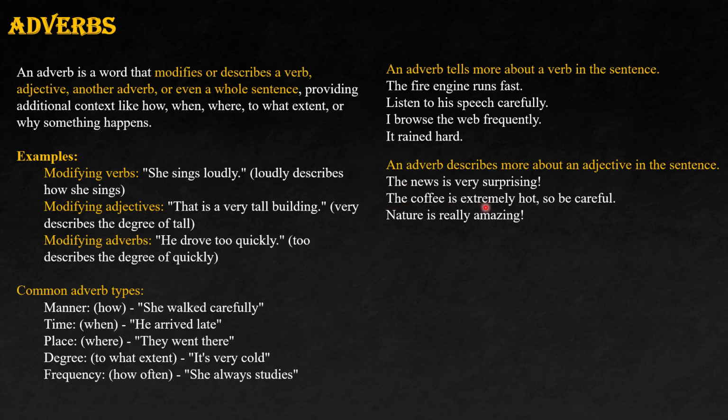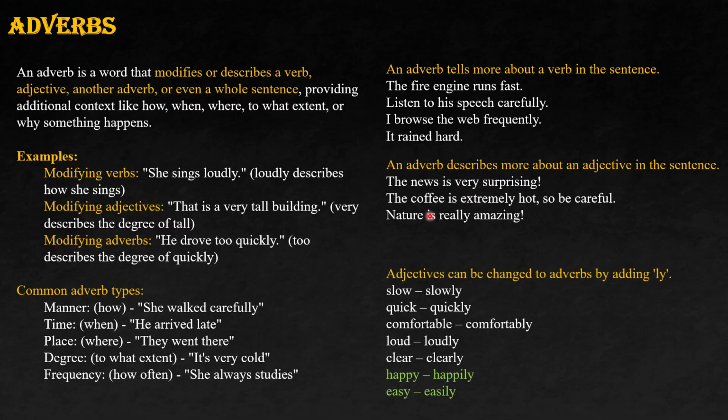Next one, the coffee is extremely hot, so be careful. Nature is really amazing. Like that it describes an adjective. Next, adjectives can be changed into adverbs by adding ly. For example, slow, slowly; quick, quickly; comfortable, comfortably; loud, loudly; clear, clearly. Happy becomes happily, easy becomes easily. Instead of y, we add ily. Some exceptional cases we will have.